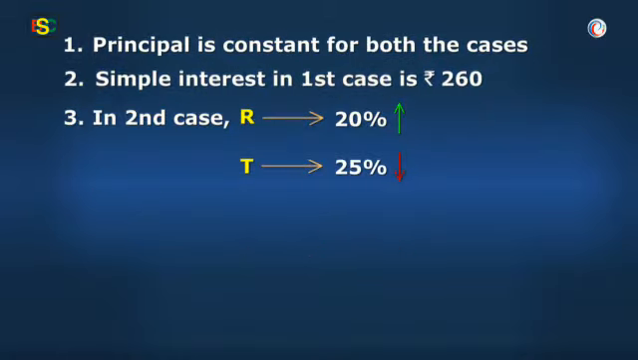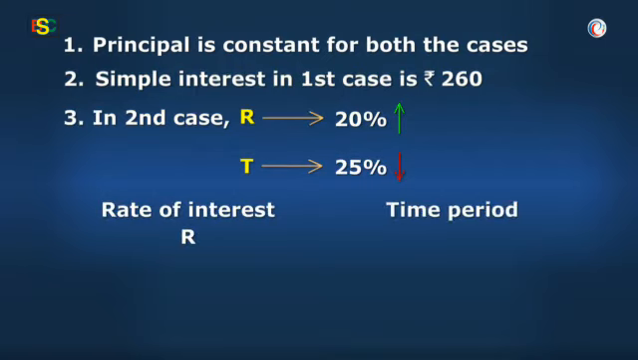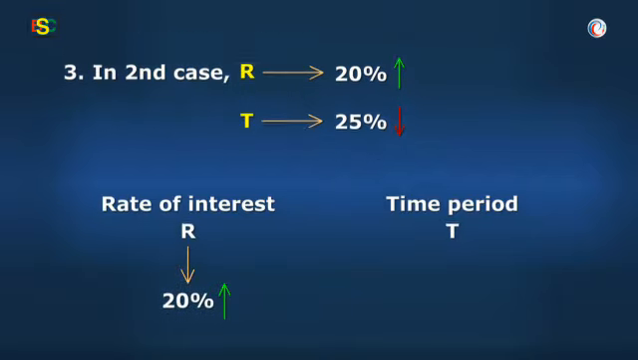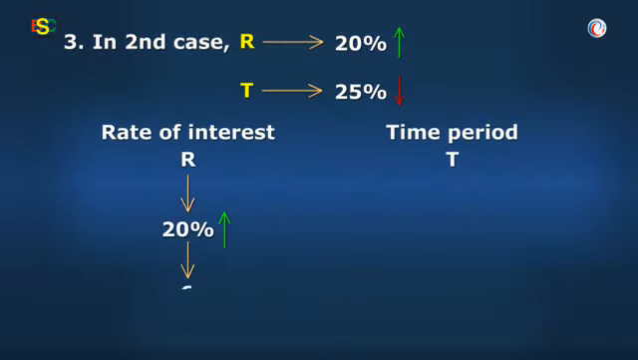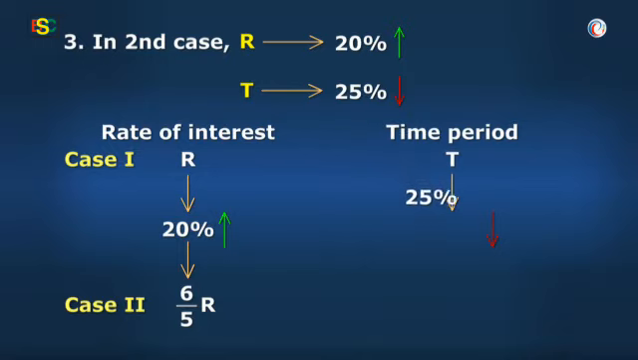Now, let the rate of interest in the first case be R and let the time period be T. So, in the second case, when R is increased by 20%, it will become 6 by 5 R. And when T is decreased by 25%, it will become 3 by 4 T.